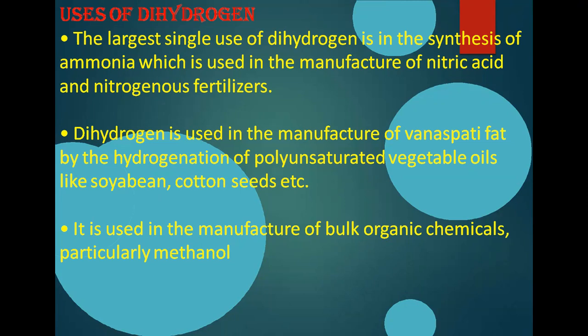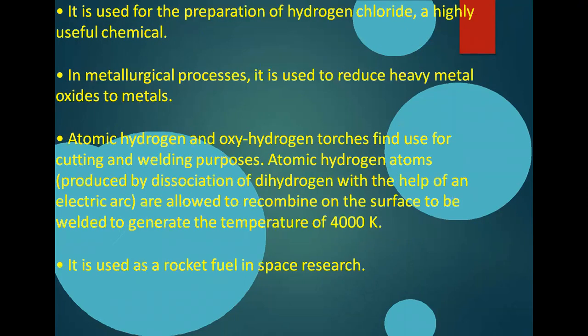It is used in the manufacture of bulk organic chemicals by a particular method, particularly methanol. It is used in the preparation of hydrogen chloride, a highly useful chemical. Hydrogen chloride is also prepared by using dihydrogen. In the metallurgy process, it is used to reduce heavy metal oxides to metals.